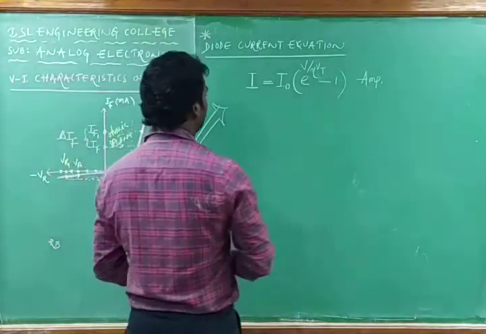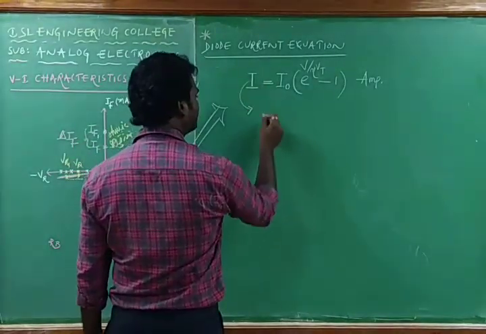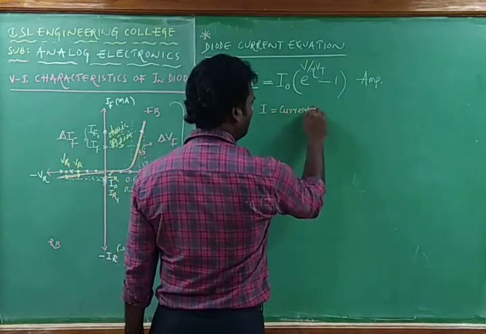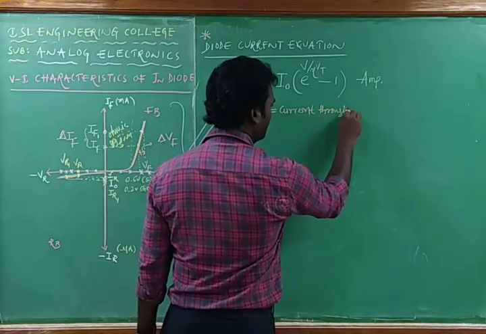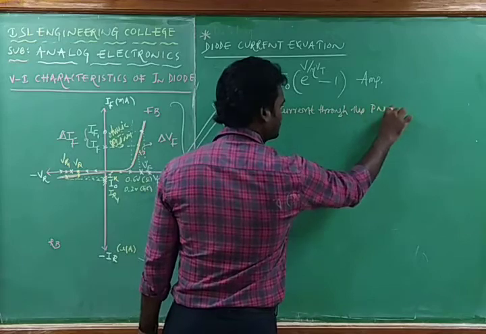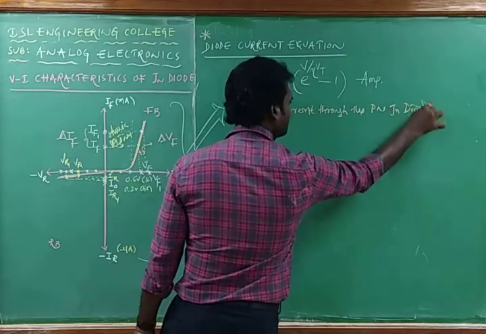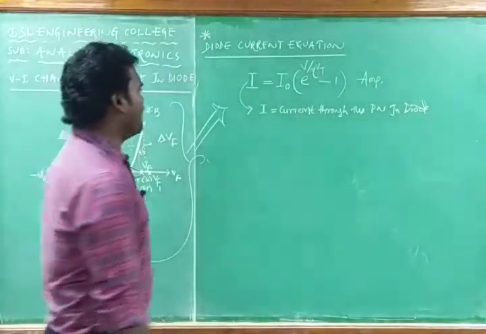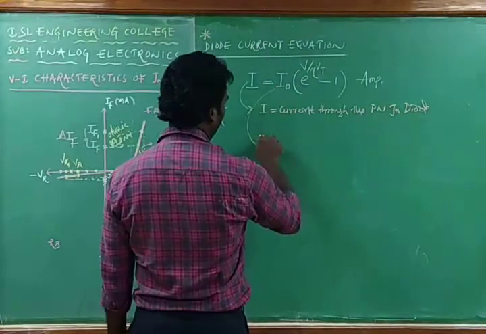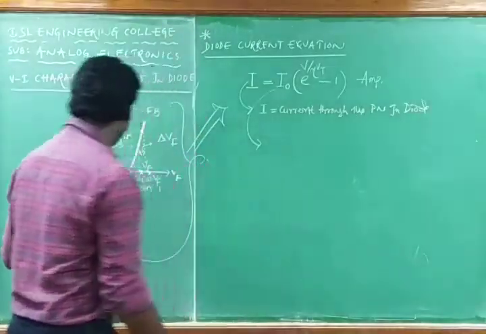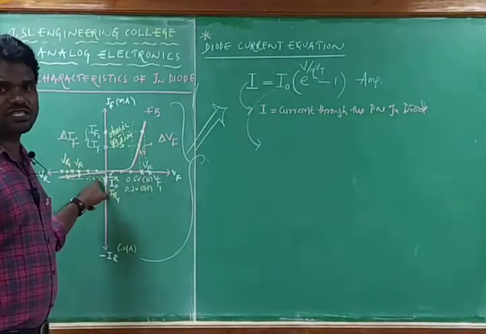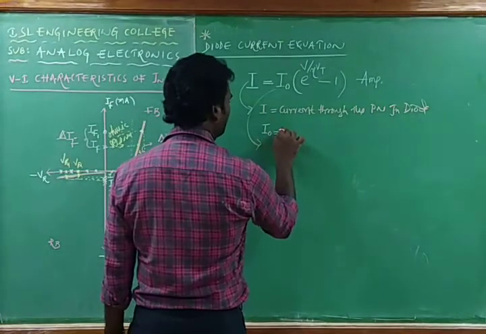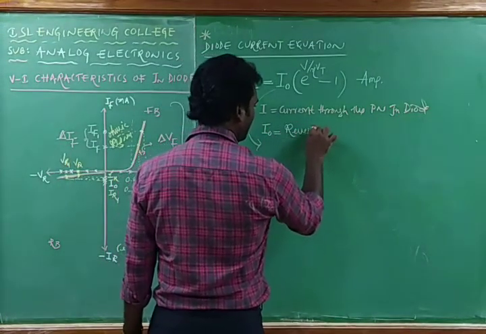So I am going to describe this. What is I here? I is the current through the PN junction diode. The PN junction diode is also named the simple junction diode, or just the diode. Next, what is I naught? We have discussed what I naught is. I naught is the leakage current, or the reverse saturation current, when the diode is connected in reverse bias mode.